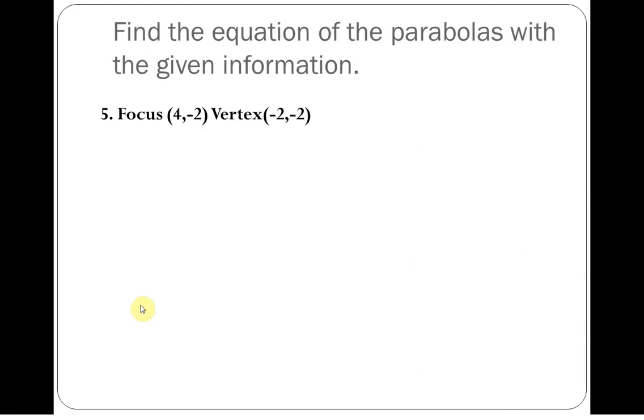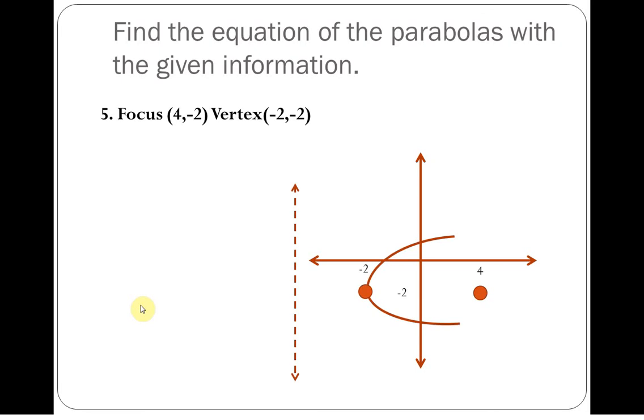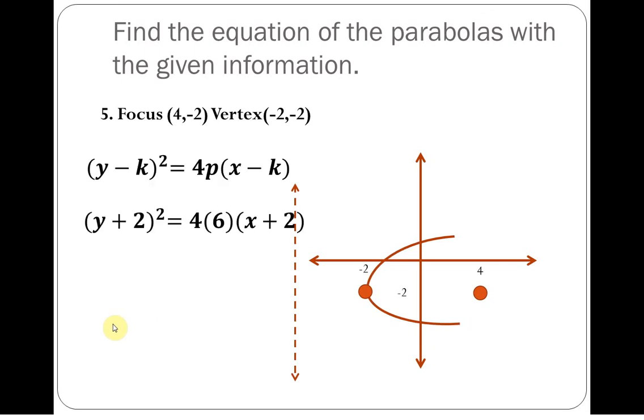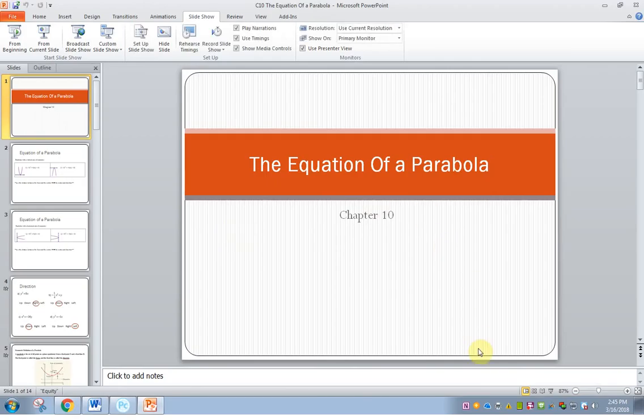Vertex, focus to vertex. Again, this is better because it's going to open towards the focus. So I know that I'm opening to the right, so I can pick my formula. Plug it in. Kept my square that time. And then the p-value would just be 6 because the distance between negative 2 to positive 4 is 6. And that's it. That's how you go back and forth with the equation of a parabola.